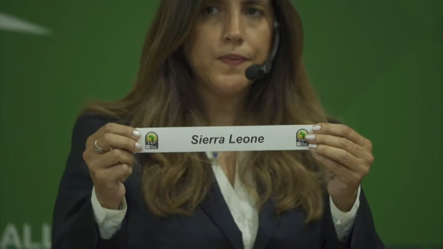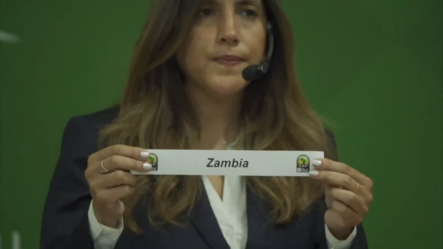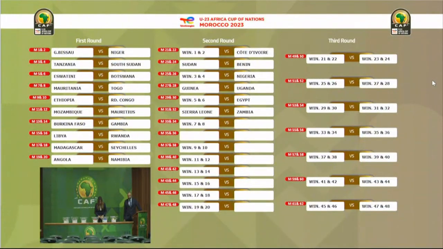Sierra Leone. And we will see now the opponent of Sierra Leone. Zambia. So Sierra Leone will play against Zambia, first leg in Sierra Leone, second leg in Zambia, and the winner of this match will play against the winner of match 5 and 6 versus Egypt. Match 5 and 6 is Eswatini versus Botswana.